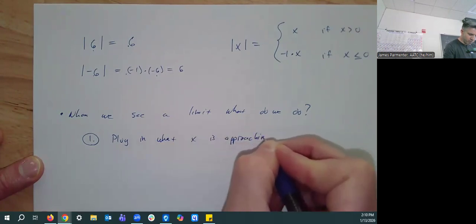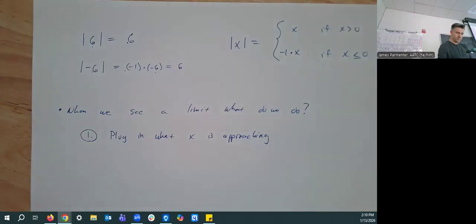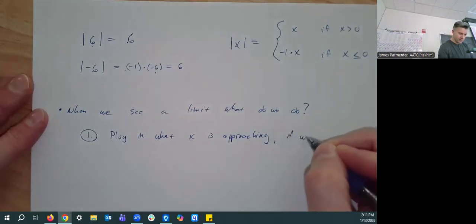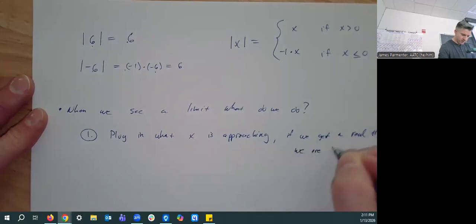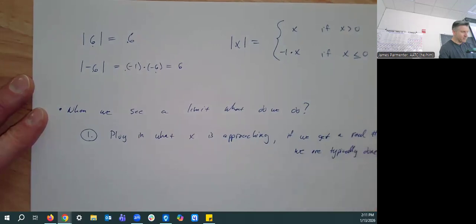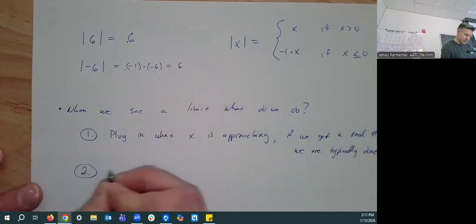And if you get a number, great. If we get a real number, that usually means we're done. Typically done. But you know what? That's not usually going to happen. Most of the time, when you plug in whatever x is approaching, you're usually going to get a 0 over 0 type.